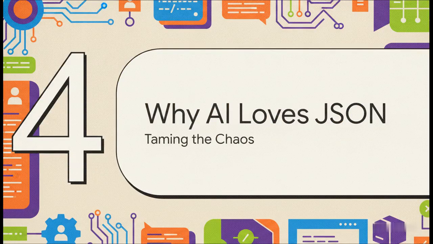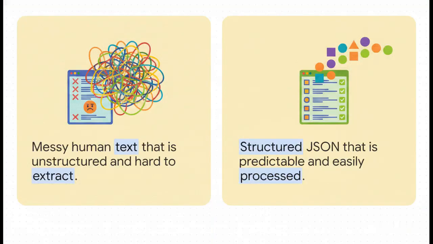Which brings us to Section 4, why AI loves JSON, taming the chaos. So why are the smartest AI algorithms on the planet so dependent on this humble little text format? Well, it brilliantly illustrates a major problem. AI agents really struggle to process messy, rambling human thought, but they absolutely thrive on structured, predictable data.